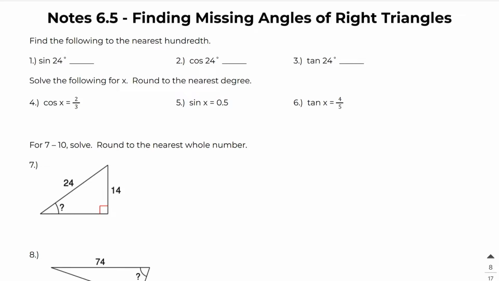Hi everyone, Notes 6.5 are on finding missing angles of right triangles. In the last lesson, we talked about how to find missing sides. Now we're going to talk about how to find missing angles.